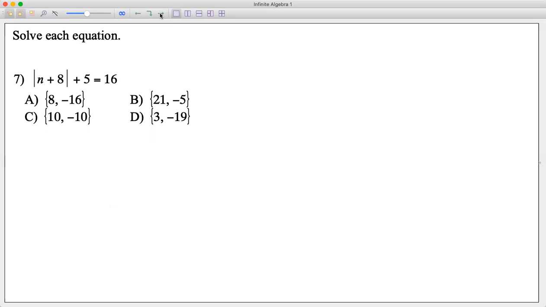So I've got the absolute value of n plus 8, plus 5 equals 16. There's only one thing I need to get rid of. What am I going to get rid of? I'm trying to get these by themselves. Don't care what's on the inside. The 5. How do we get rid of the 5? Both sides. So we get the absolute value of n plus 8 is equal to, I subtract the 5, 11. Step 2. Two equations.